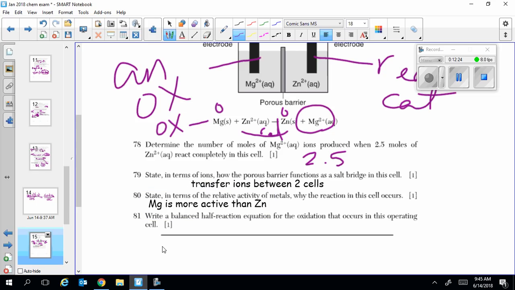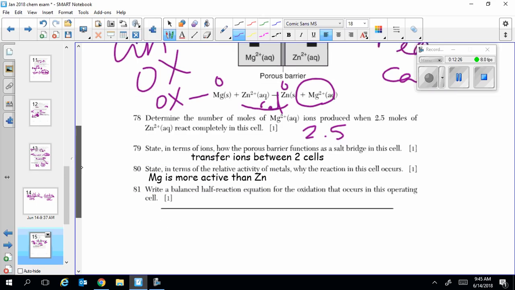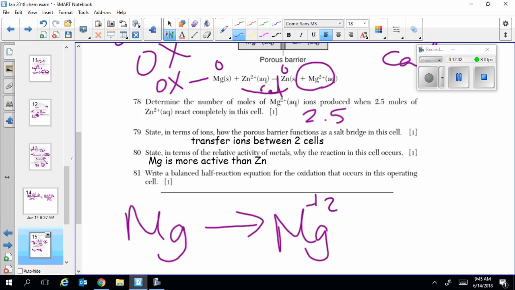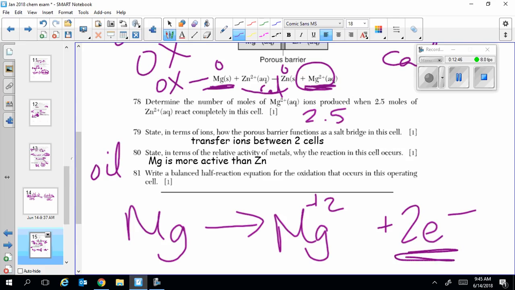All right, write a balanced half reaction for the oxidation that occurs. So Mg becomes Mg+2, plus it loses 2 electrons. That would be my oxidation half reaction. I got it from right here. Mg is becoming Mg+2. I remind myself oxidation's losing electrons, so I have to show the electrons lost over here. The oxidation number always goes up, so here it is going from a 0 to a +2.